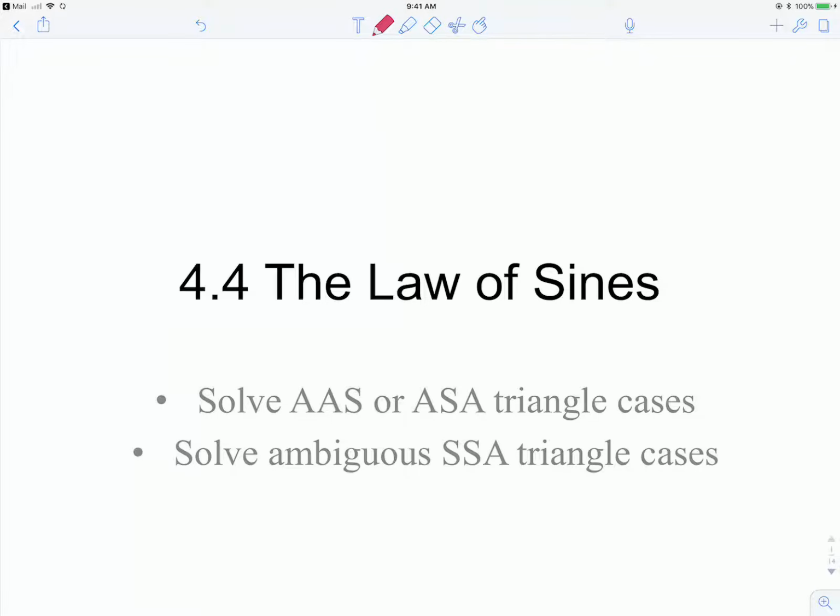Alright, you guys, so we are continuing to solve triangles. In sections 4.4 and 4.5, we are going to be solving oblique triangles, so non-right triangles. And in section 4.4, we are using the law of sines to solve certain oblique triangles based on the information that we are given about the triangle.